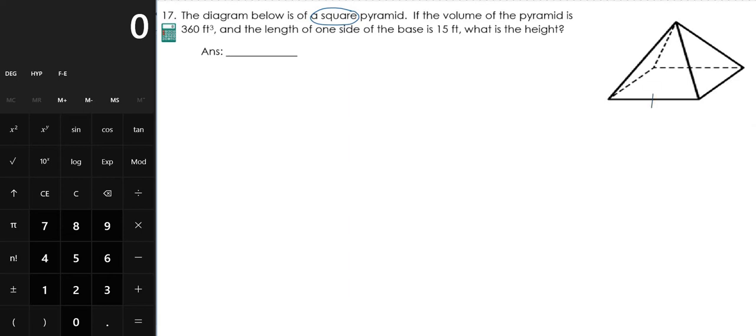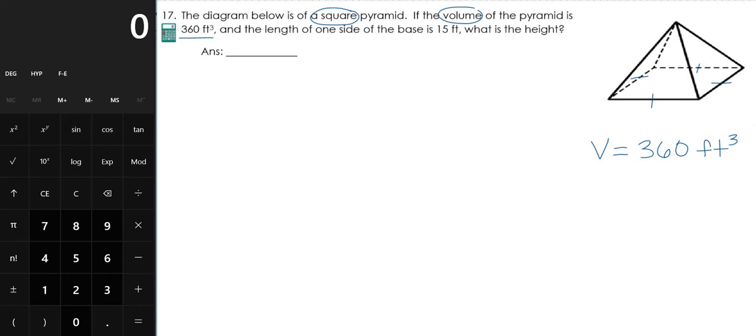So I'm going to put a bunch of tick marks here to show that all 4 of these sides are all the same length. If the volume of the pyramid is 360 cubic feet, so they're telling us volume, 360 cubic feet, I'm going to put that below my pyramid to organize my information. And the length of one side of the base is 15 feet.